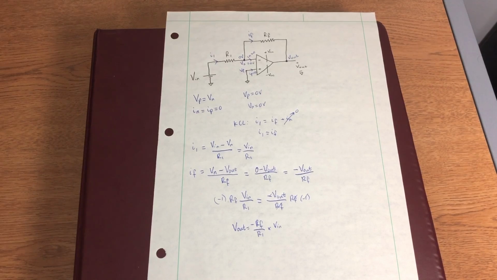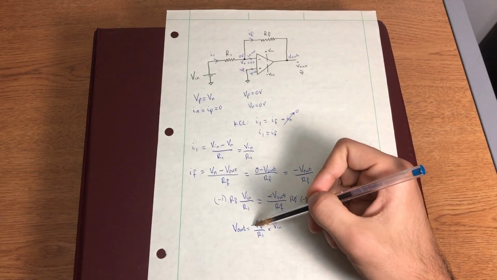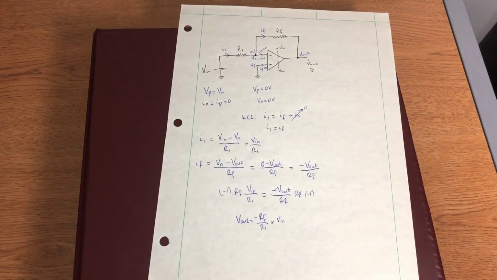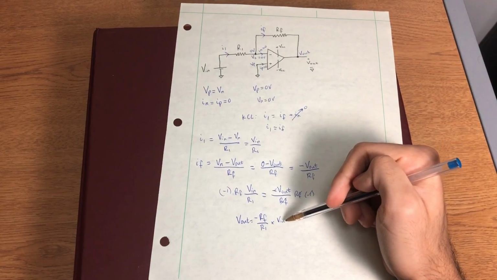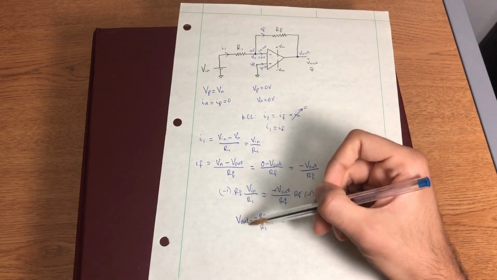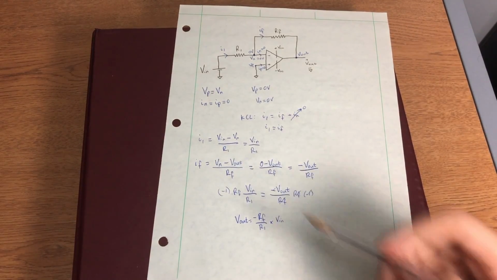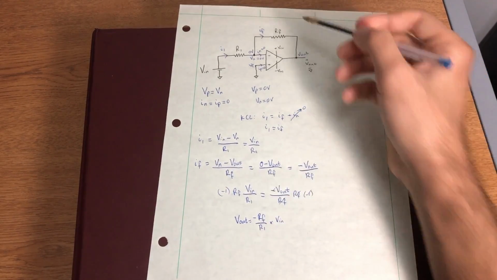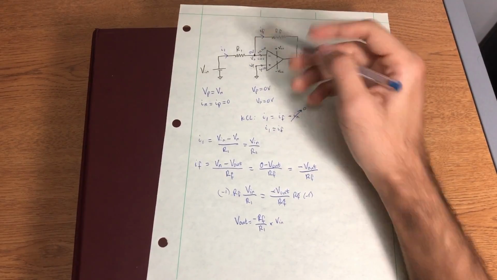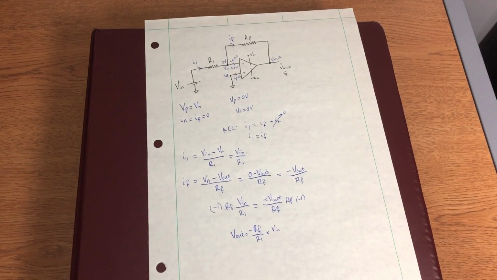So what does this result tell us? Well, the first thing we can see is that there's a negative sign over here. And this means that whatever our input voltage is, our output voltage is going to be negative of that, times the ratio of Rf to R1. This is commonly known as an inverting op-amp.